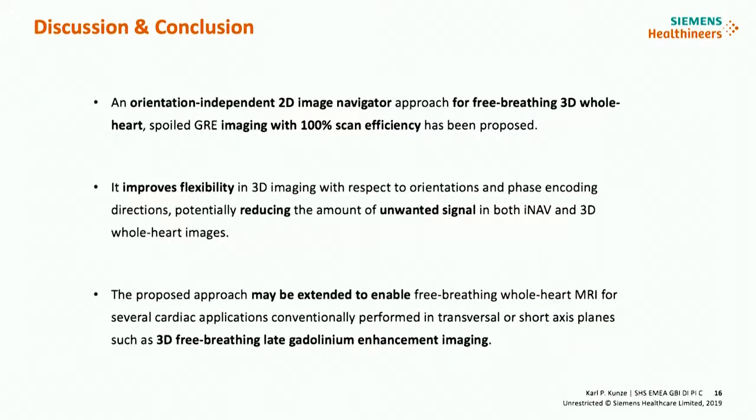So what we've shown and implemented is an orientation-independent 2D image navigation approach for free-breathing 3D whole heart imaging with 100% scan efficiency. This approach improves the flexibility in 3D imaging with respect to orientations and phase encoding, and can reduce the amount of unwanted signal in both iNAV and 3D images. And what we're also excited about is that the proposed approach may be extended to enable free-breathing whole heart MRI for other cardiac applications, such as transversal LGE imaging.